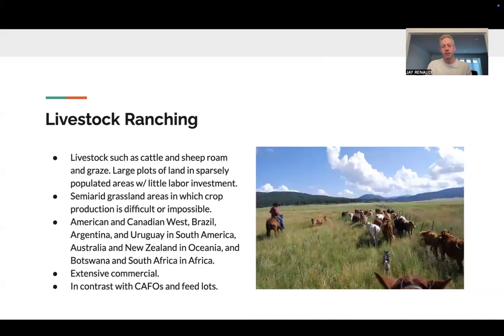Livestock ranching would be an example of extensive commercial agriculture. This is something we'd see out west in the US or in Texas, big time down in Brazil and Uruguay and Argentina. We're going to raise animals, in this case, in the picture, cattle, for export. In contrast to livestock ranching would be CAFOs and feedlots.